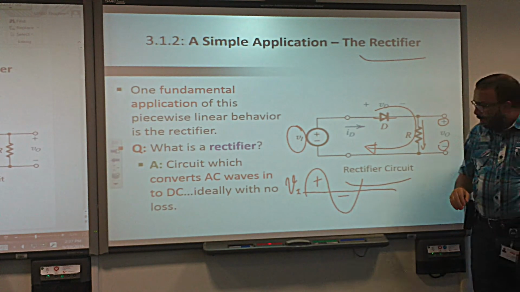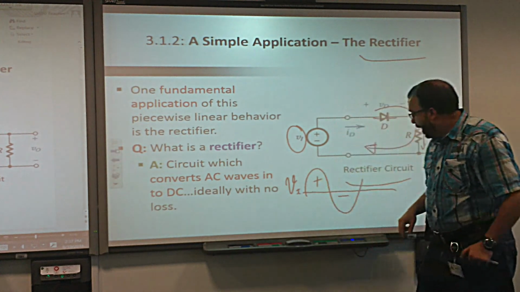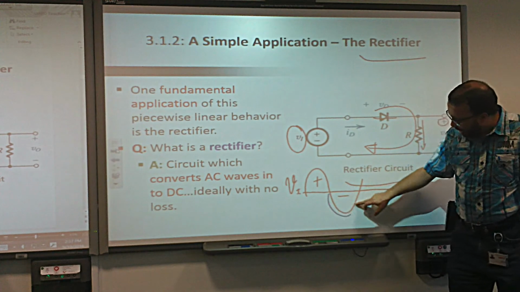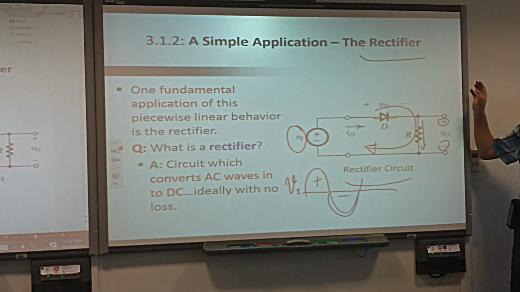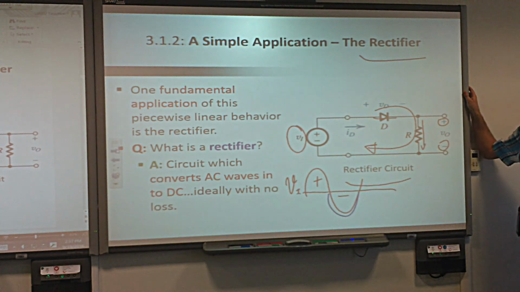Good. Now we finished that. Now let's talk about this cycle. So let's say V input is negative. In this case, the diode is reverse or forward? Reverse. Reverse or forward?